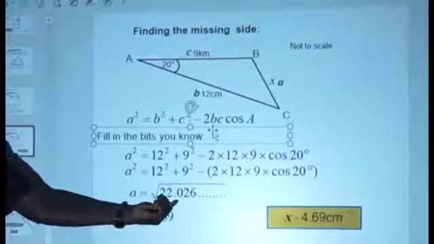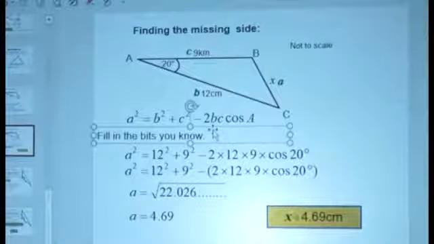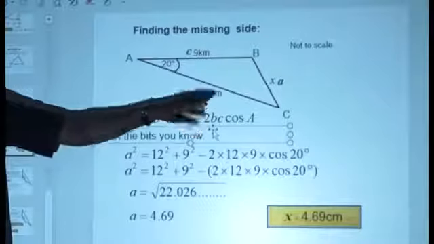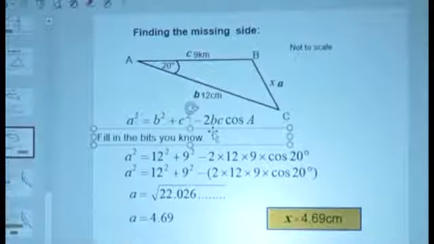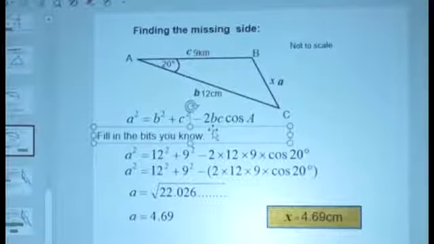Then what is the square root of this one? Equals 4.69. Then looking at our unit here, it is centimeter. You take it to 4.69 centimeter.